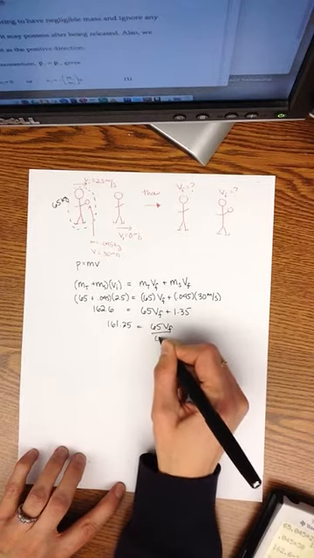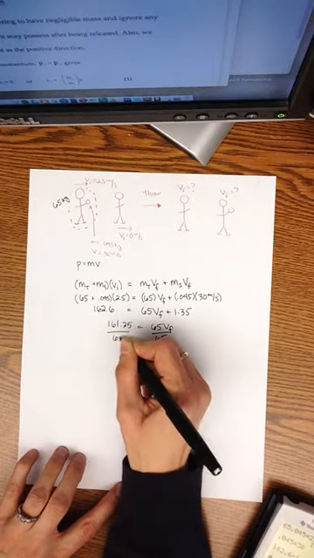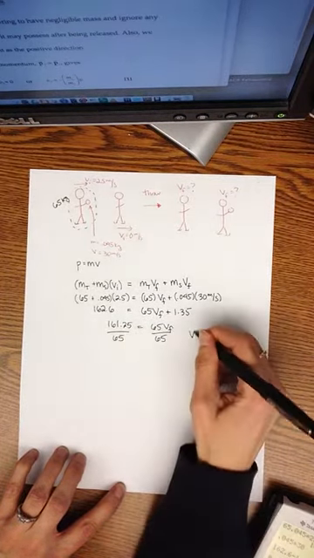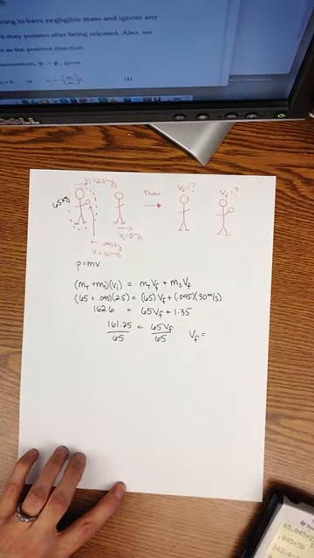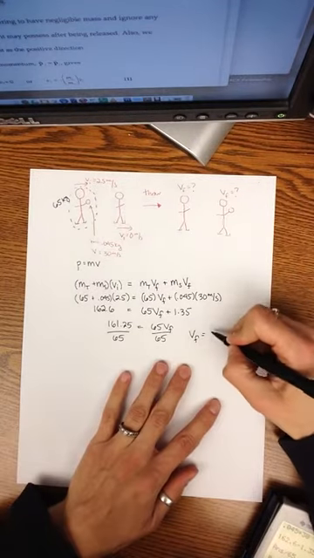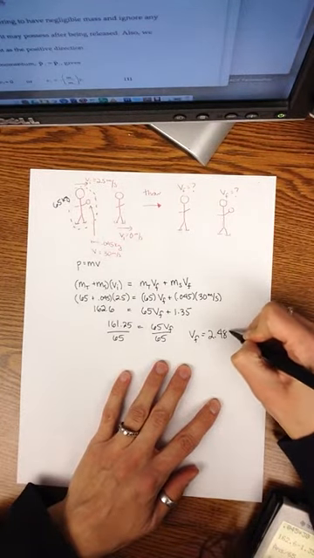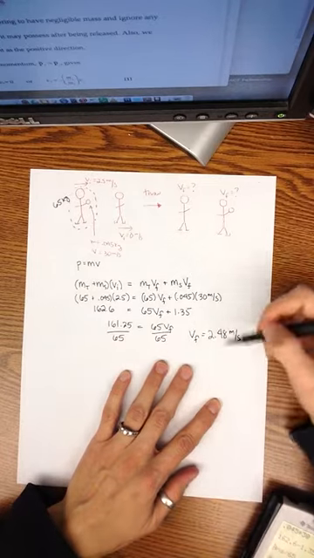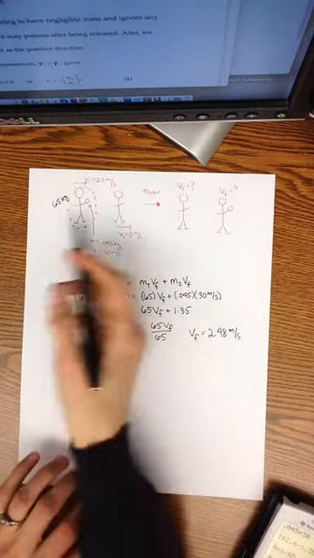So I'm going to divide by 65, and that's going to give me the new speed, or the final speed of the thrower. And you come up with 2.48 meters per second. And it's in the same direction that he was initially moving in.